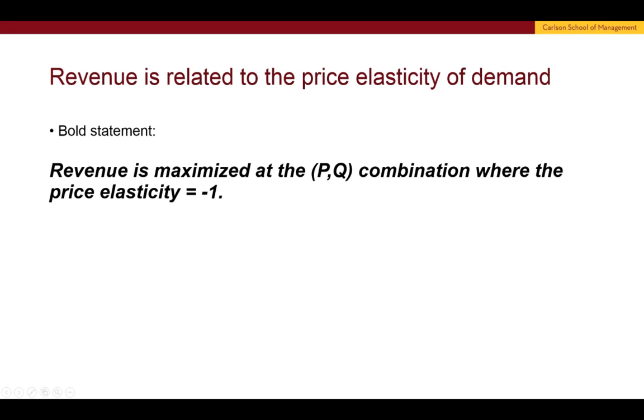It turns out that revenue is related to the price elasticity of demand. Let me just make the bold statement that revenue is maximized at the price-quantity combination where the price elasticity of demand equals -1. In the next few slides, I'll explain how this is so.